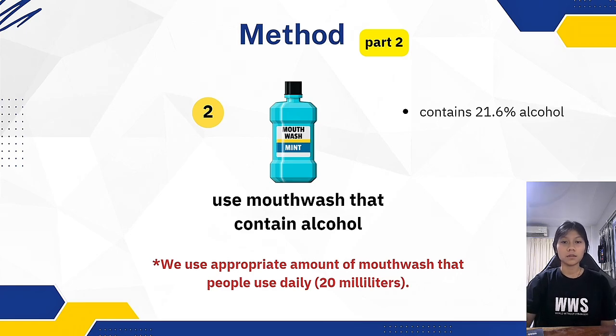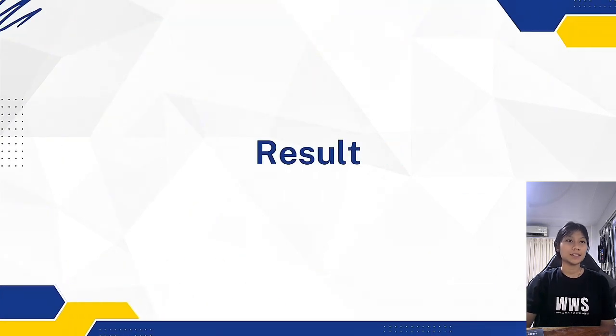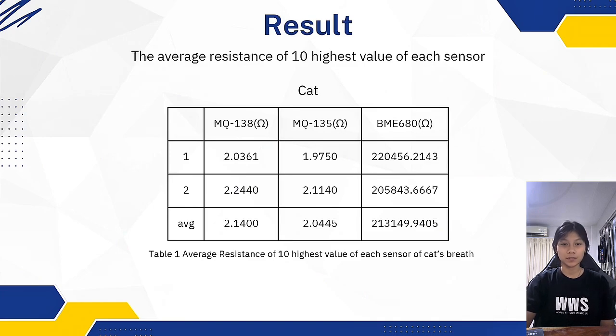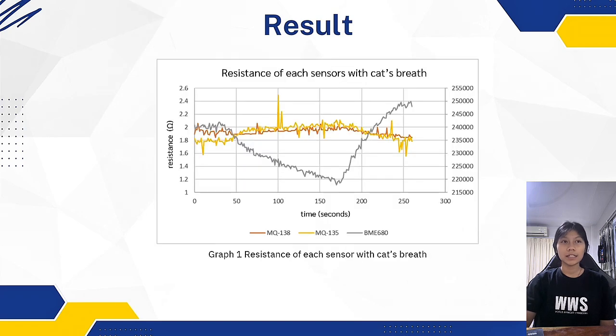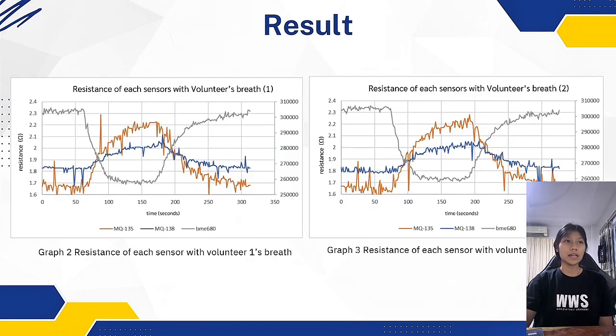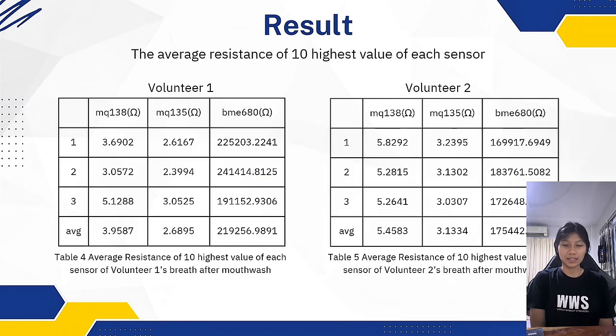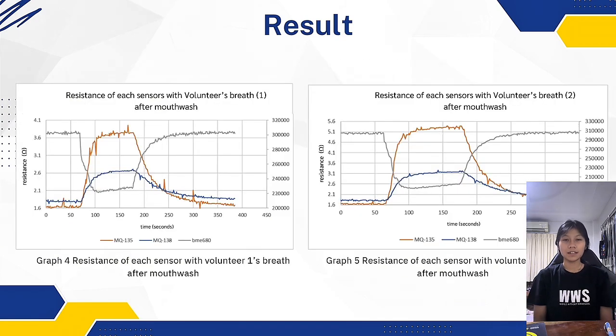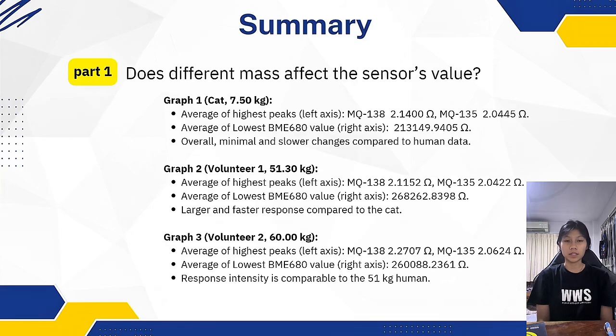The result of the experiment. First is the table that shows the average resistance of the 10 highest points for the cats, and this is its graph. Next is also the 10 highest points for volunteer 1 and 2, and this is their graph. Lastly is also the average resistance of each sensor, but this time we use alcohol, and this is its graph. This is the detailed summarization of each graph.